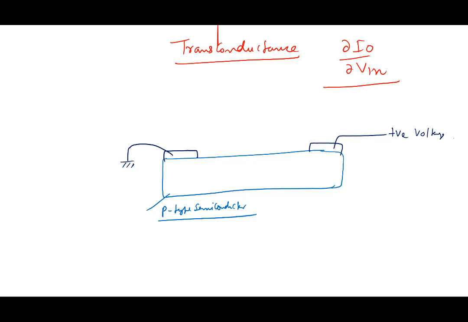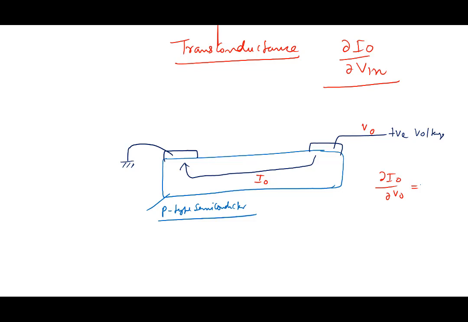So current would flow. With a positive voltage here, the holes will flow like this in the P-type semiconductor. There's a current I. If I call this current I0 and this voltage V0, then obviously del I0 by del V0 is the output conductance. As you change the voltage, current would change. That's a normal thing.